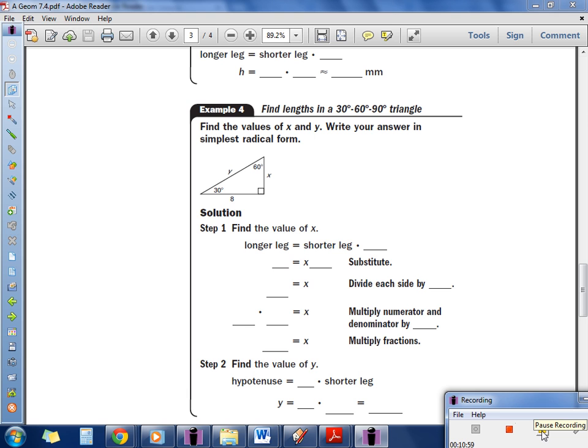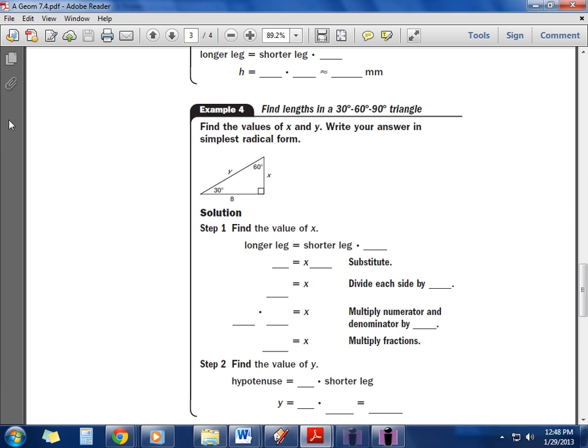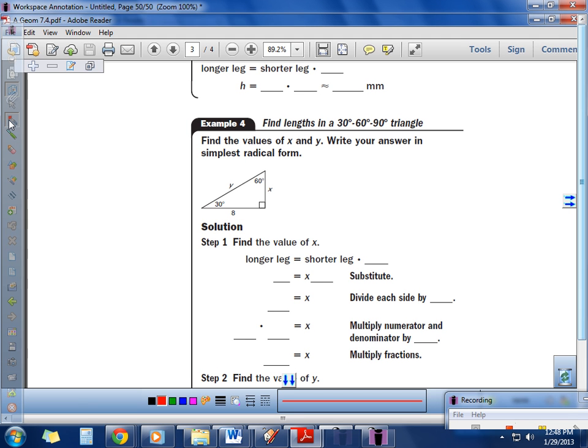Example 4 is a little bit different. It says find the values of x and y. Write your answer in simplest radical form. What I want you to remember is that you have two formulas. We have two formulas on this one. We have hypotenuse equals 2 times short leg. And then we have another one. It's long leg equals short leg times the radical 3.